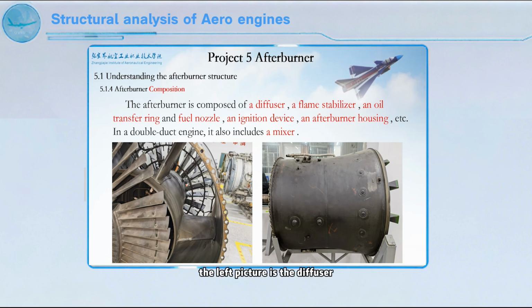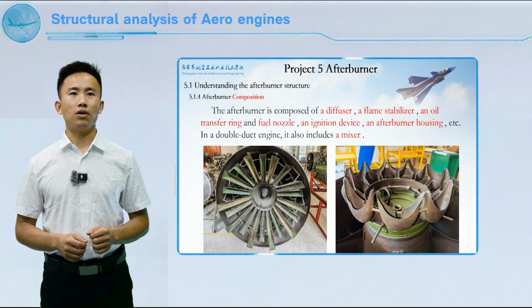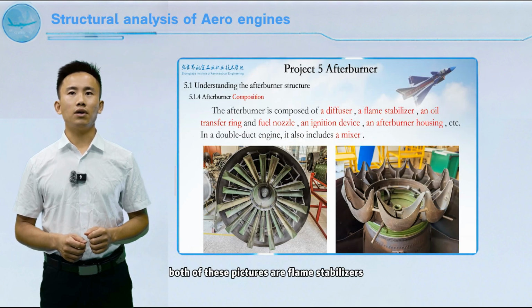The left picture is the diffuser, which is mainly used to reduce the airflow speed entering the afterburner to create conditions for stable combustion. The right picture is the afterburner shell, which provides physical protection, sound insulation, heat insulation, sealing, etc. Both of these pictures are flame stabilizers.